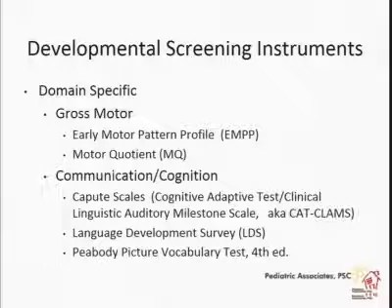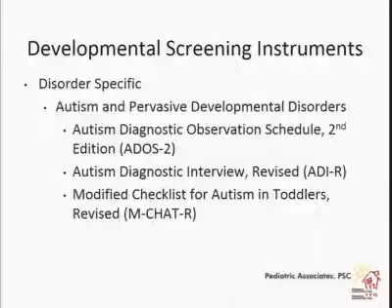There are domain-specific screens, so those that look at gross motor, like the Early Motor Pattern Profile and Motor Quotient profiles. And then cognition: Capute scales, Language Development Survey, and the Peabody. And there are disorder-specific scales, which are commonly used in the face of autism.